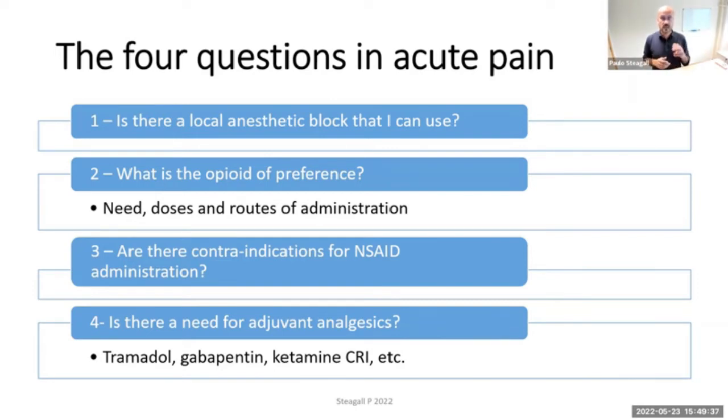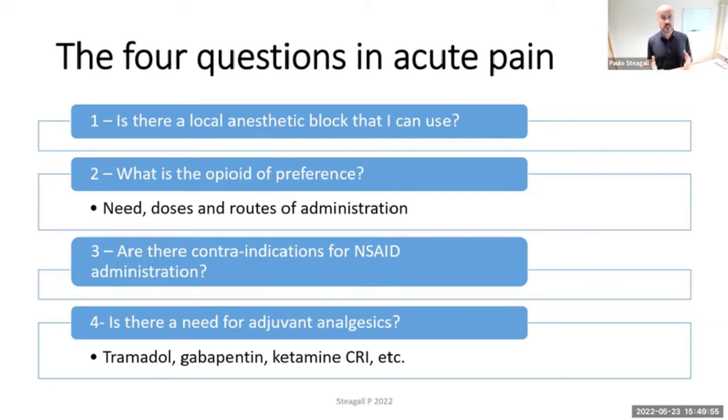The second question is to think about not if I'm going to use an opioid or not. It's usually what's the opioid of preference. So how long does my patient need an opioid for? What are the doses and the intervals and the routes of administration that I'm going to be using?